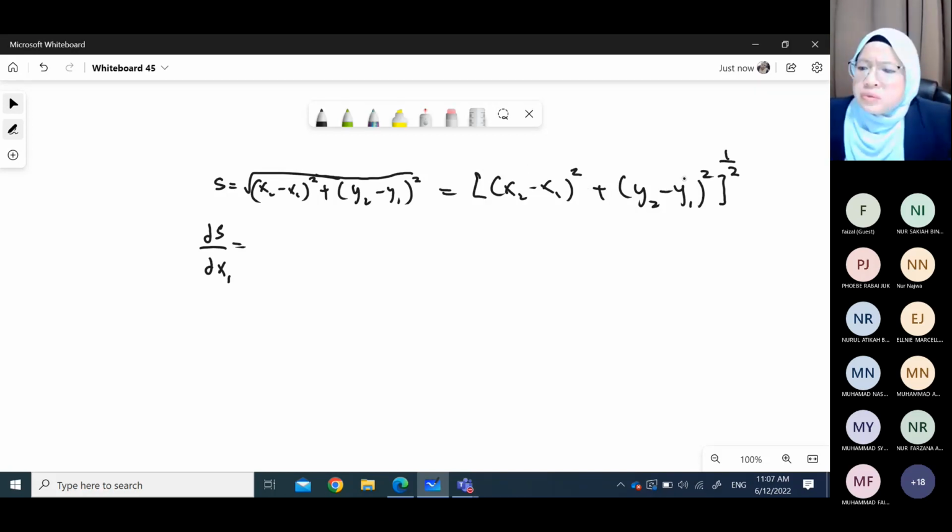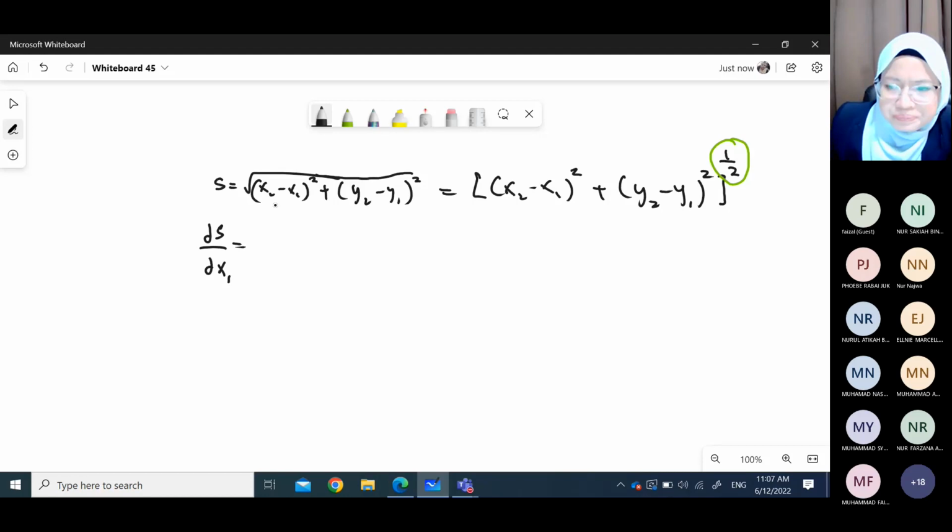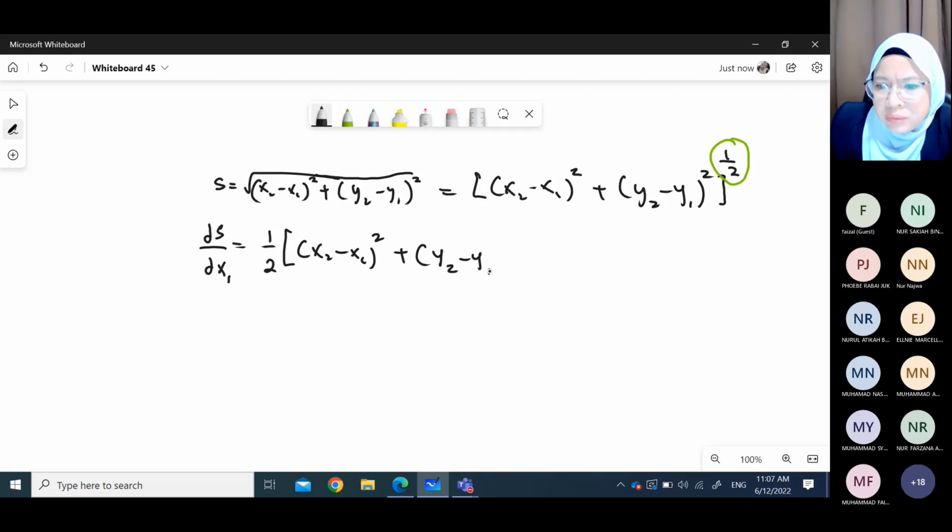So now we want to differentiate this one. Okay, so as you know, for derivative ataupun differentiation, the power kat sini dia akan jadi multiplication. So here we have 1/2 times (x2 minus x1) squared plus (y2 minus y1) squared, and the power here is negative 1/2 minus 1. Okay, so we differentiate dengan jadi 1/2 minus 1. Then here we have a negative 1/2. And then multiply with this one.